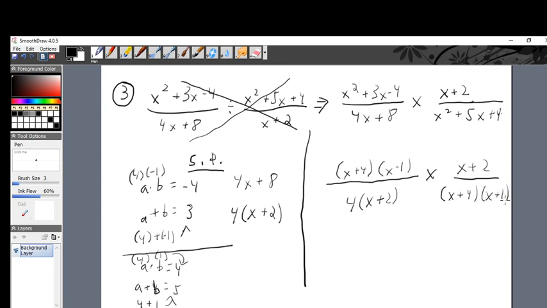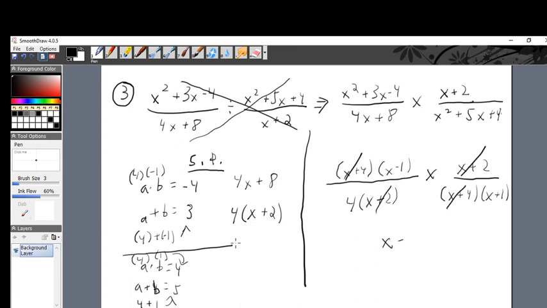And now we look for matches. x plus 4 and x plus 4, gone. x plus 2 and x plus 2, gone. x minus 1, can't do anything about it. Leave it alone because it doesn't match with x plus 1. It's got to be exact. So it's x minus 1.